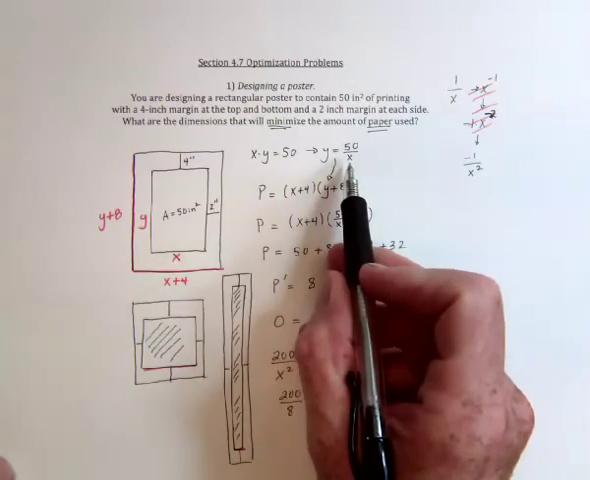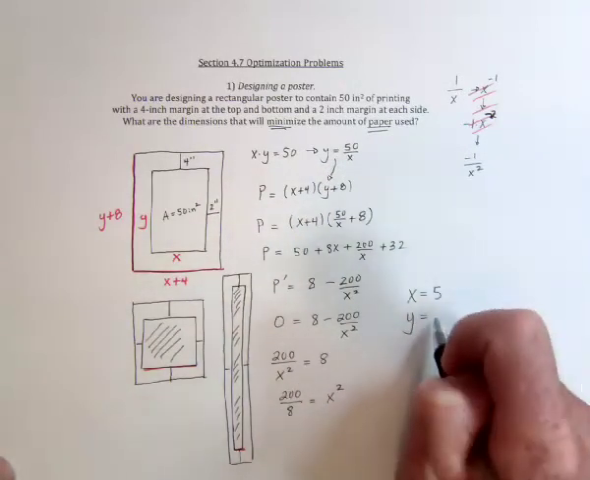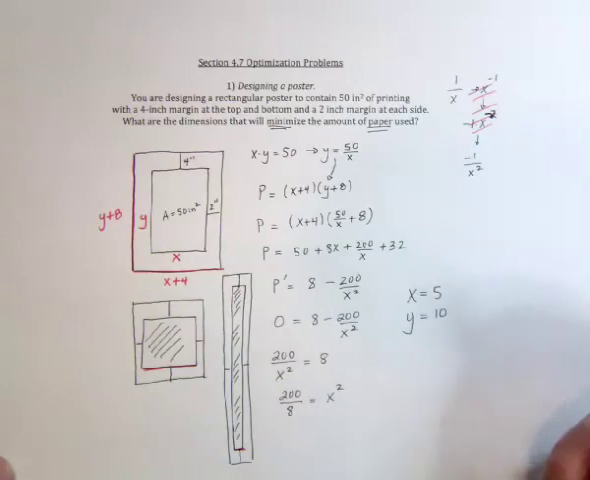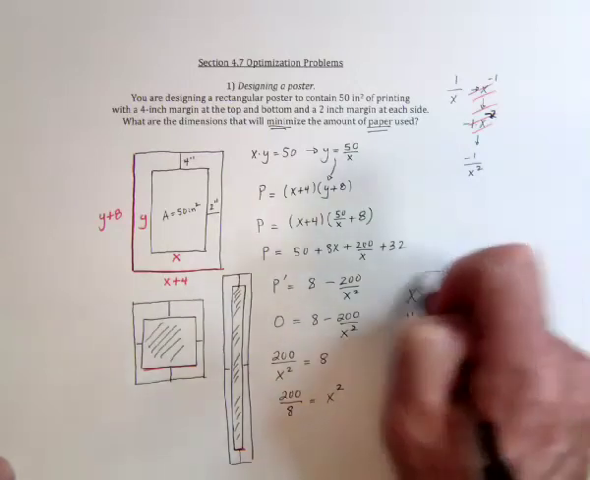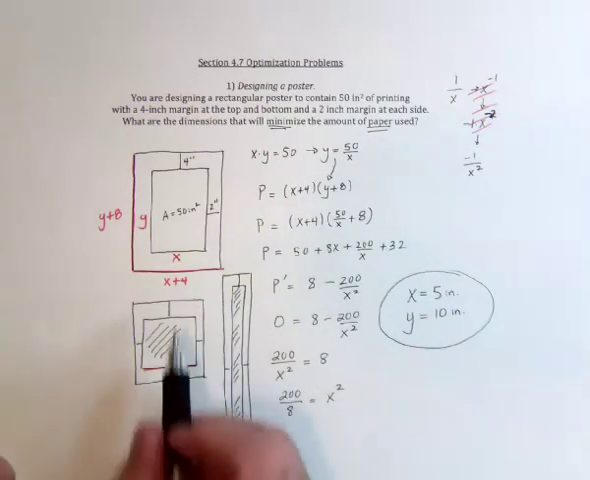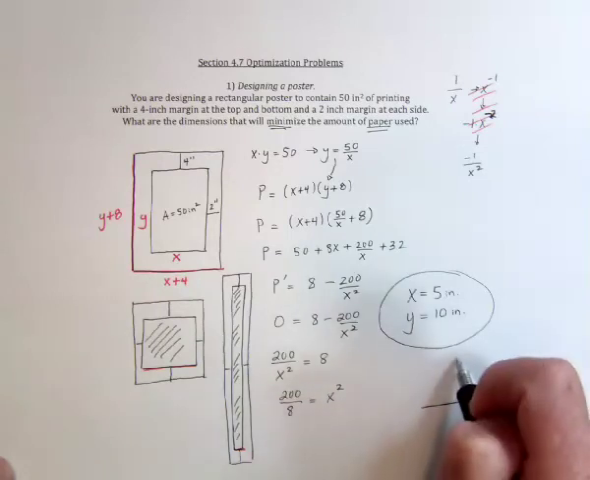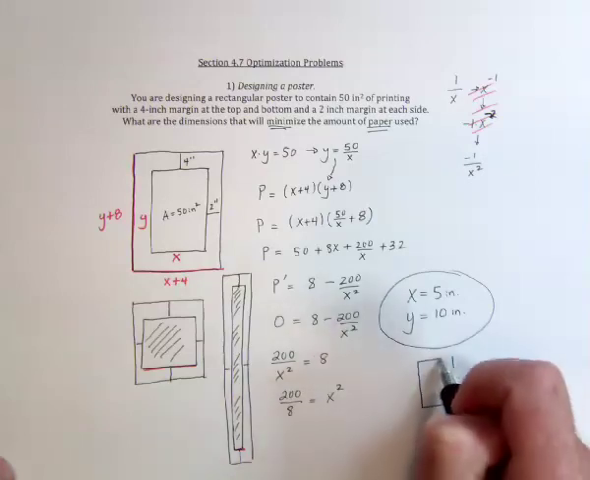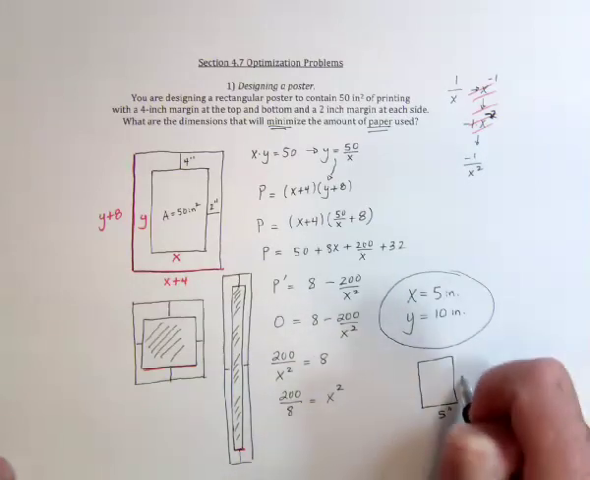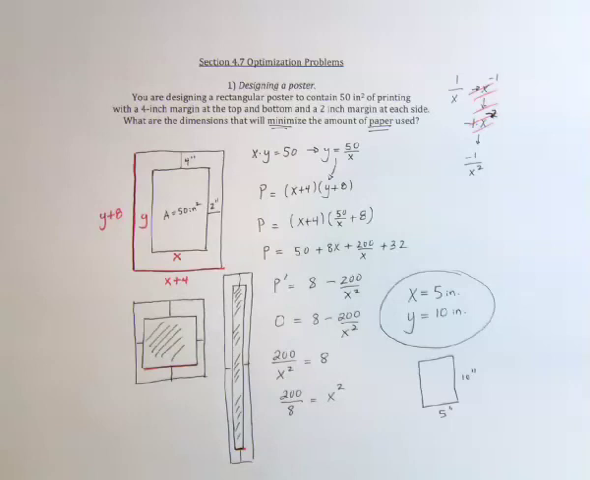And then you can substitute a 5 back here to find out that the y should be 10. And that's in inches. So there's the dimensions that should be used. It should be basically, that should be 5 inches, and then this should be 10 inches. So you multiply the two, and that's the 50 square inches. That's the most efficient solution.